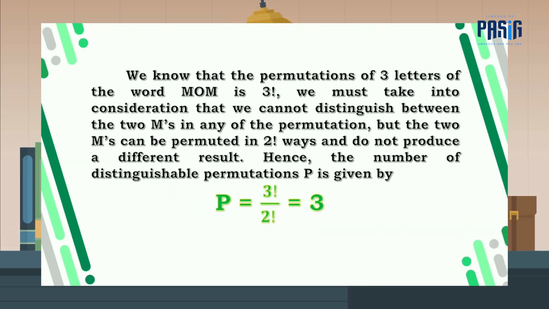We know that the permutation of three letters of the word MOM is 3 factorial. We must take into consideration that we cannot distinguish between the two M's in any of the permutations, but the two M's can be permuted in 2 factorial ways and do not produce a different result. Hence, the number of distinguishable permutations P is given by P is equal to 3 factorial divided by 2 factorial, which is equal to 3.